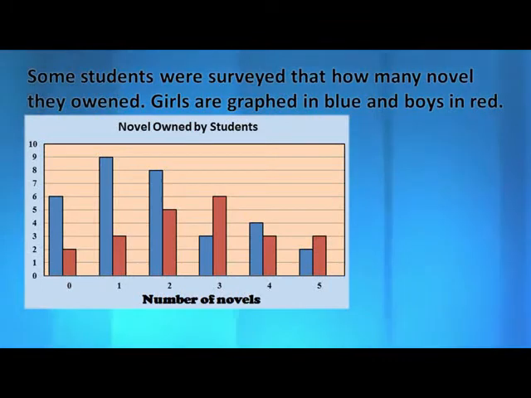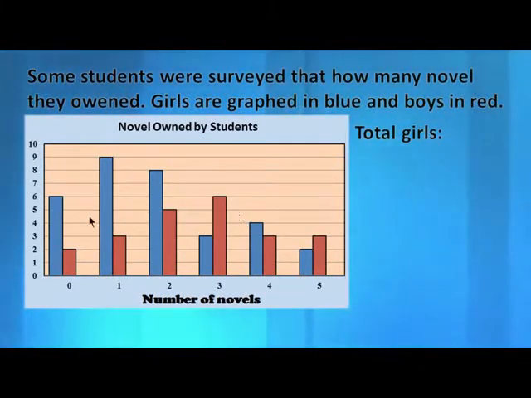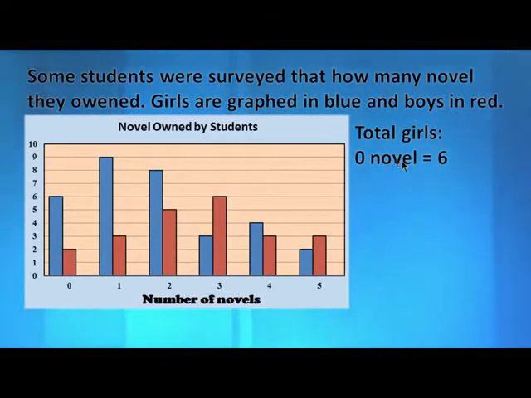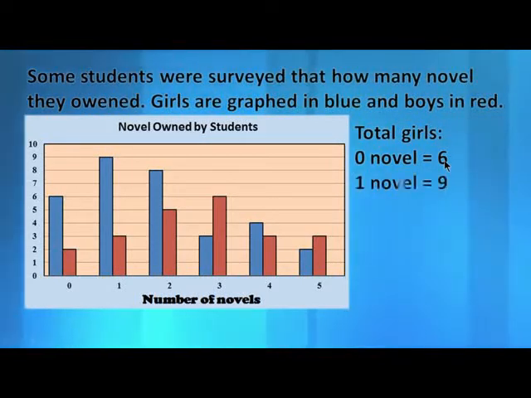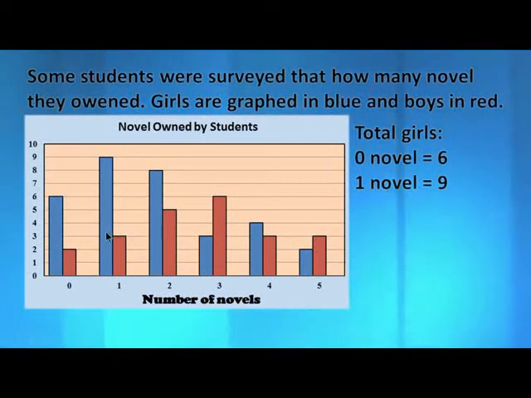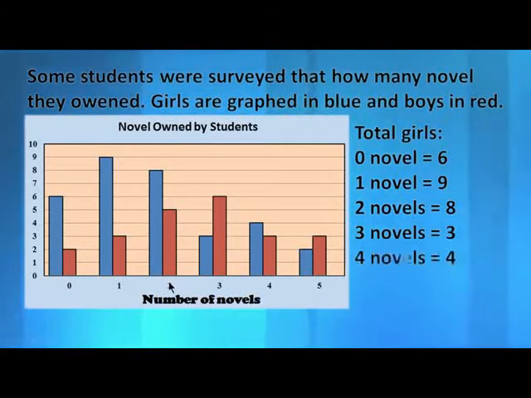Like this example, some students were surveyed on how many novels they owned. Girls are graphed in blue and boys in red. As you can see, it's classified by colors. Now, you can find the total girls based on this bar chart. The number of girls that have 0 novels is 6, and there are 9 girls that own only 1 novel. There are 8 girls that own 2 novels, and so on.